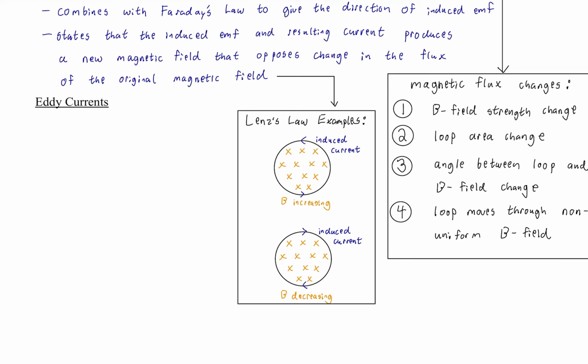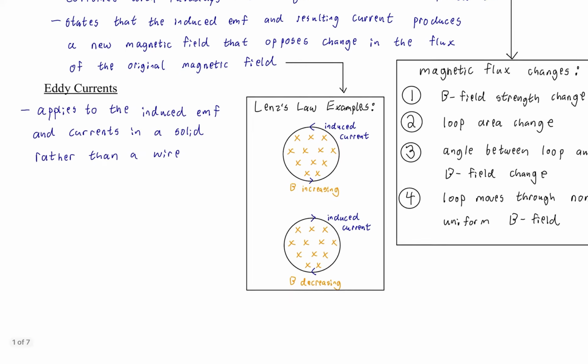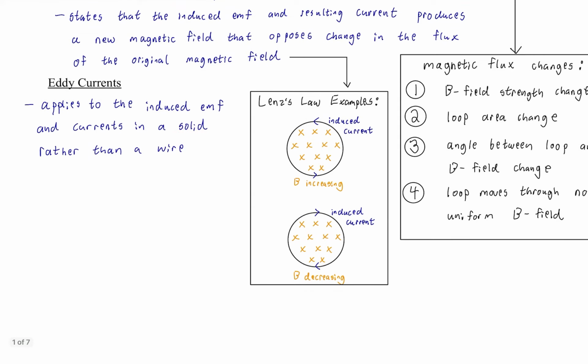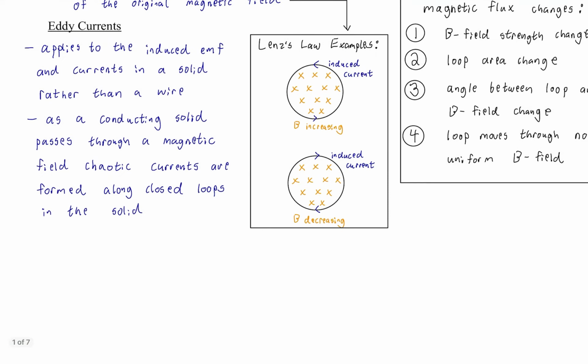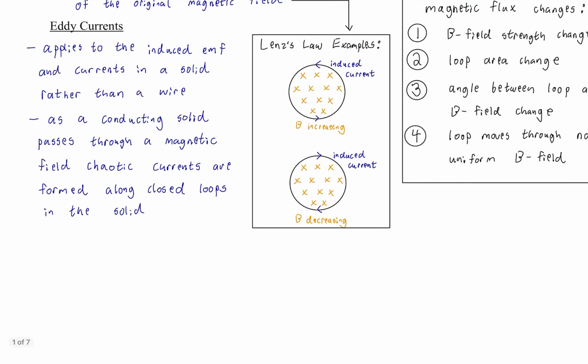All right, now what are eddy currents? Well, eddy currents are a case of EMF. We're not going to do any problems with eddy currents because there's no way to quantify them, but they are an interesting concept. It applies to the induced EMF and currents in a solid rather than a wire. As a conducting solid, like a plate of metal, passes through a magnetic field, chaotic currents are formed along closed loops in the solid. That's why we can't quantify them, because they move in complex ways. The solid doesn't have one clear path for the current to take, but the current will naturally take many different paths. Well, it's hard to imagine, so let's look at a picture.